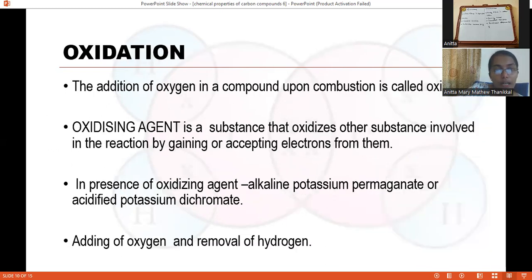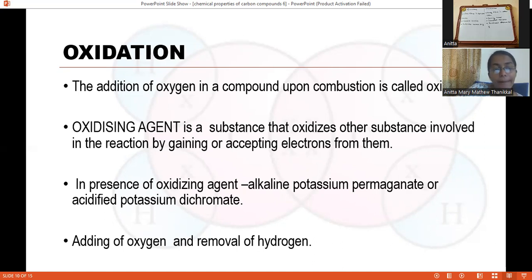The next property of this section is oxidation. What is oxidation? Oxidation is the addition of oxygen to a compound upon combustion. Here we use an oxidizing agent. What is an oxidizing agent? An oxidizing agent is a substance that oxidizes other substances involved in the reaction by gaining or accepting electrons from them. This reaction takes place only in the presence of an oxidizing agent. Here we use alkaline potassium permanganate or acidified potassium dichromate. It is the addition of oxygen and removal of hydrogen.